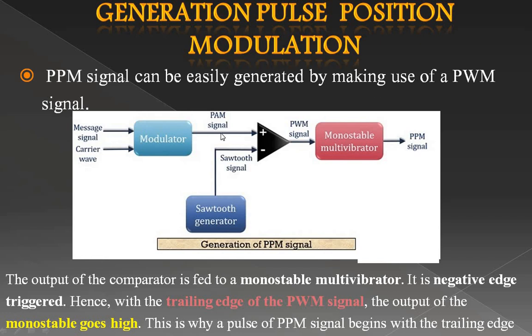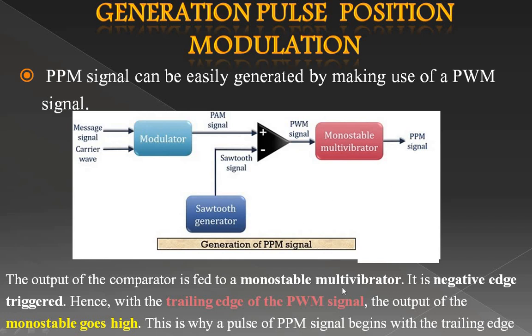This is the PAM signal, or the direct message signal can also be applied over here. Then you are using a sawtooth generator. Here you will be generating a pulse width modulated signal. This reference signal, the pulse width modulated signal, is given to the monostable multivibrator, which gives out your pulse position modulating signal. I hope you are clear. The output of the comparator is fed to the monostable multivibrator as it is negative edge triggering.